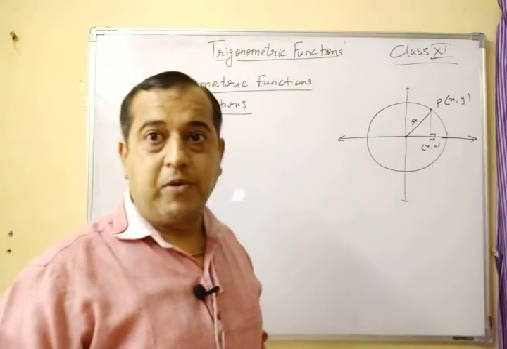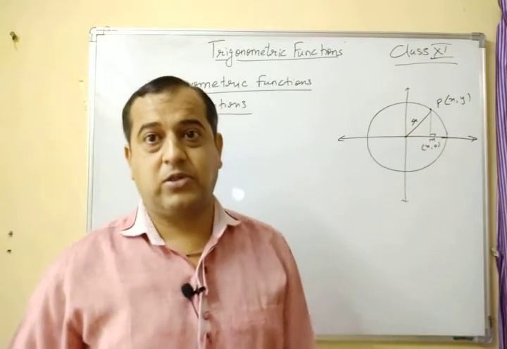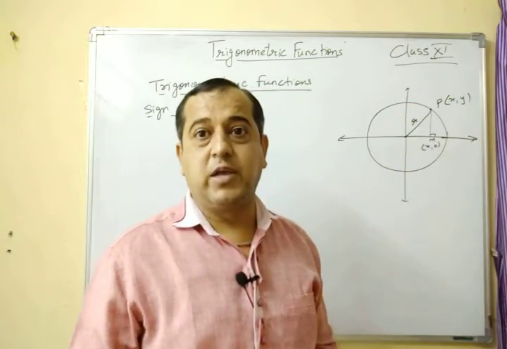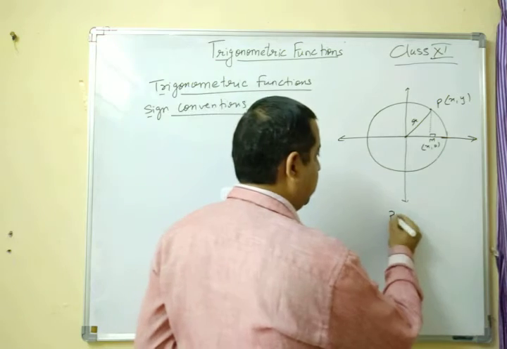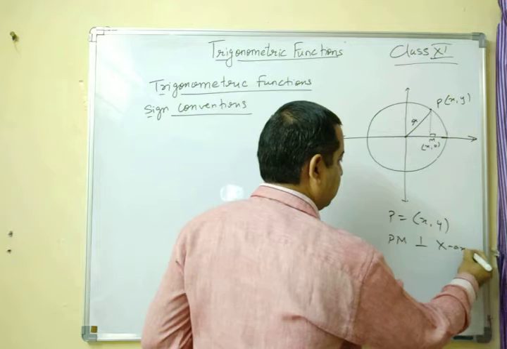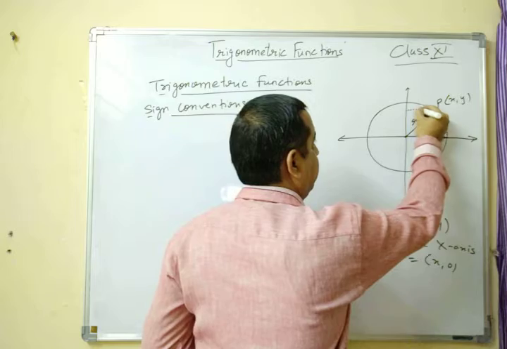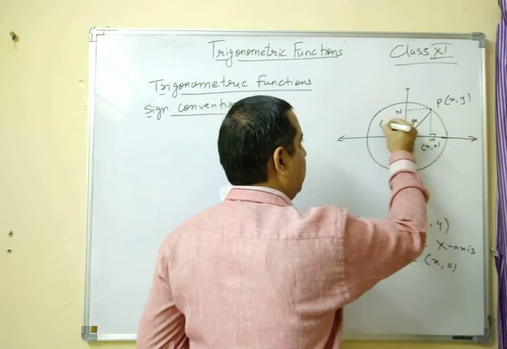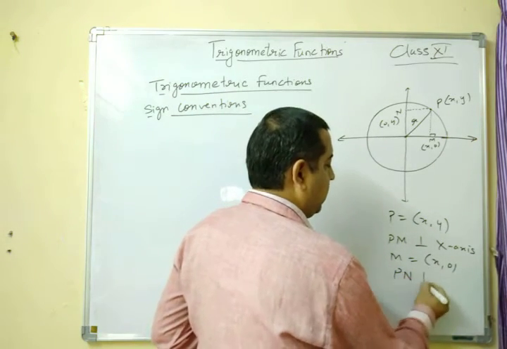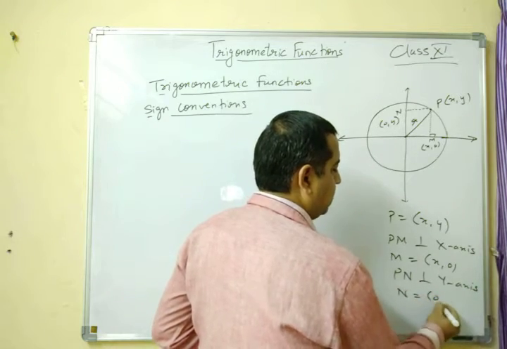Why? Because P has the coordinates (x, y), its x coordinate is x. If I draw a perpendicular, clearly for M the x coordinate will be x, 0. So if P is (x, y) and PM is perpendicular on the x-axis, then M will have the coordinate (x, 0). If I take another PN, perpendicular on the y-axis, then N will have the coordinate (0, y).